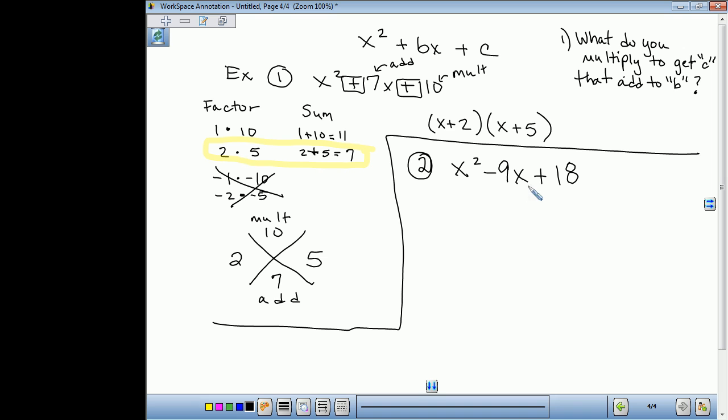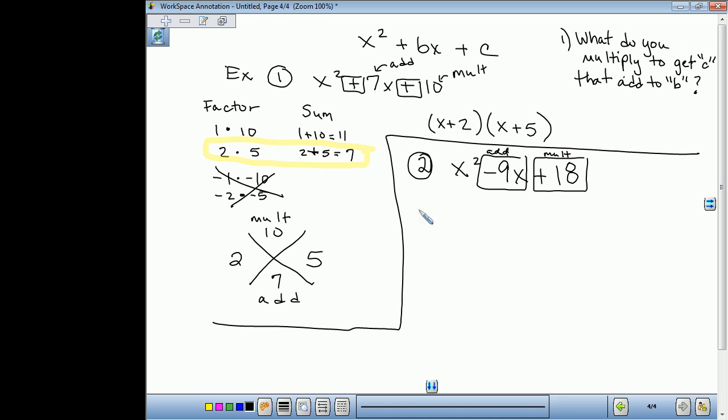So we're going to do some thinking before we start. We're multiplying to get a positive 18. What can I multiply to get positive 18? And I'm adding to get negative 9. So I'm multiplying to get a positive, but I'm adding to get a negative. Don't they both have to be negative? Because a negative times a negative is a positive. So both of these numbers have to be negative now.